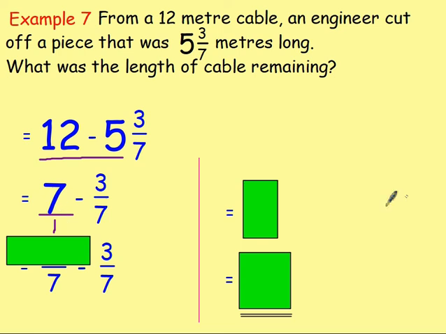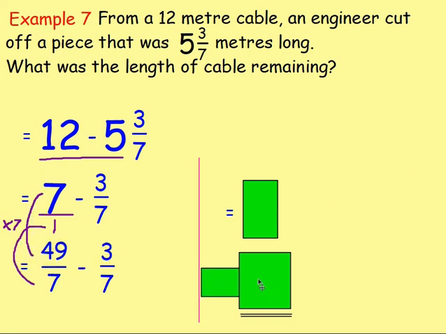However, what we've done here is we've changed the 1 to a 7. How did we do that? Well, we did 1 times what is 7? 7! Brilliant, it's 1 times 7. So you also have to do that with the numerator as well. So you do 7 times 7, which would give you 49. So we've got 49 over 7, take away 3 over 7.